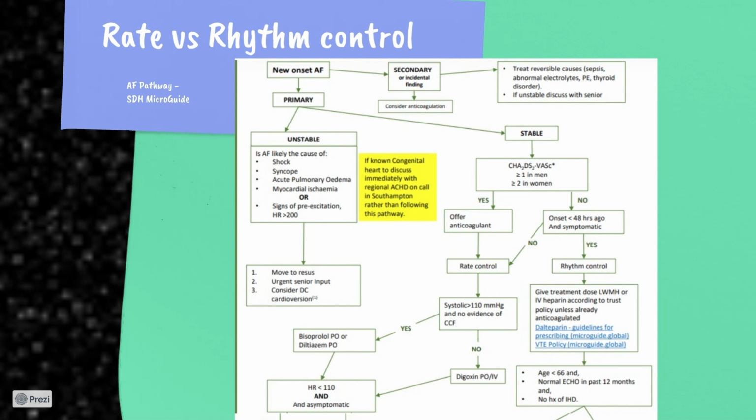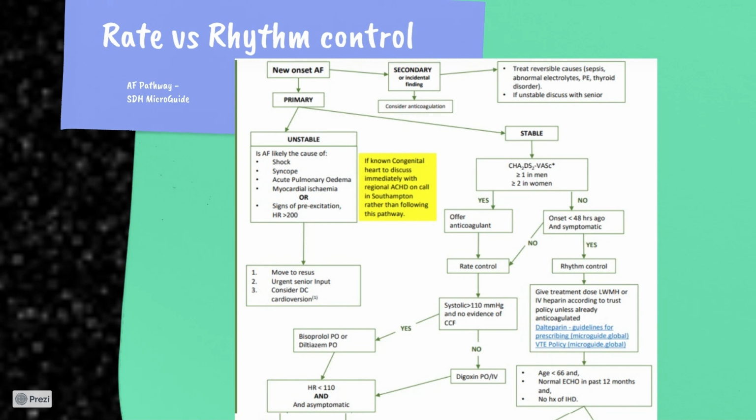If they have a normal CHADVAS score, which does not indicate a high risk of stroke, then we'd consider the onset of symptoms. If the onset was less than 48 hours ago, we therefore know there's a minimal stroke risk in these patients and we can adopt a rhythm control method. However, if the onset has say been a week or longer than 48 hours, we would have to use rate control due to the stroke risk, due to the risk of there being a thrombus in the atria.